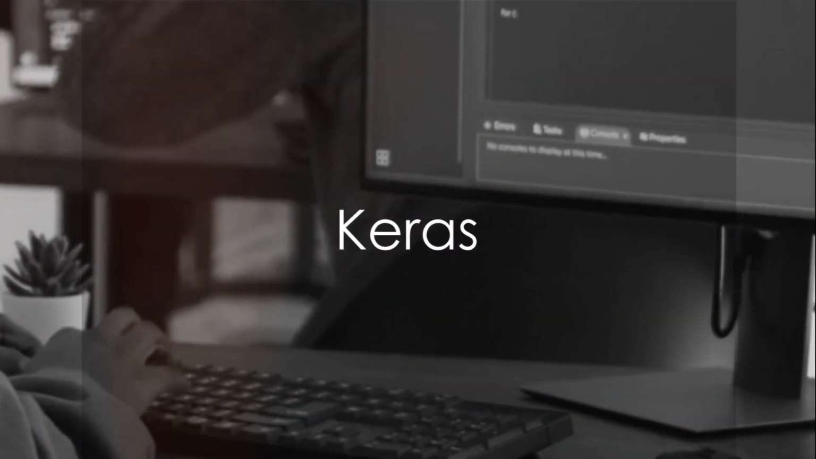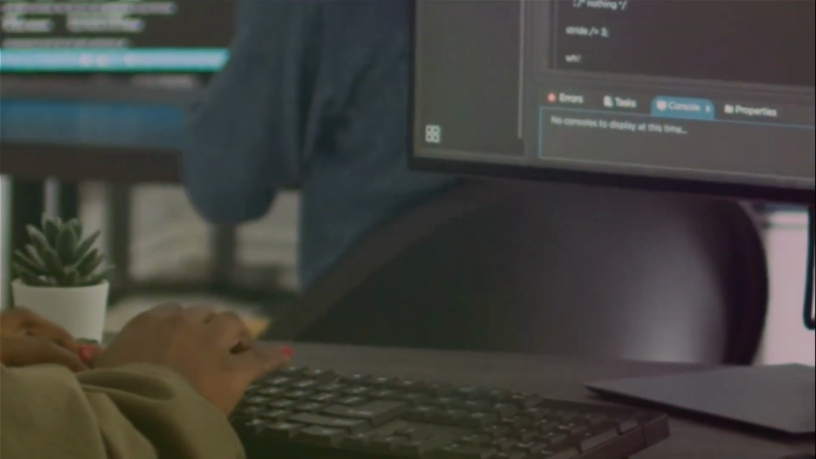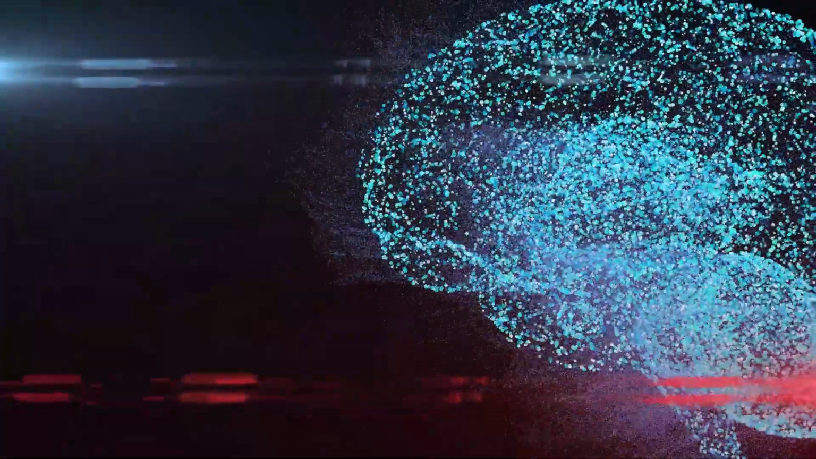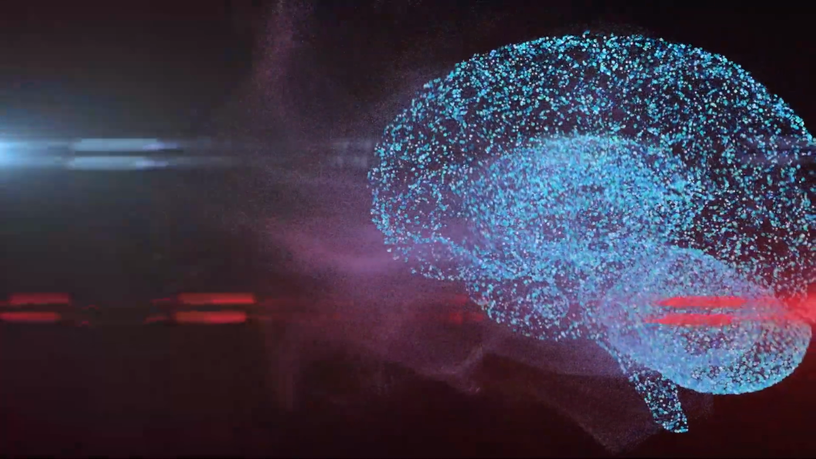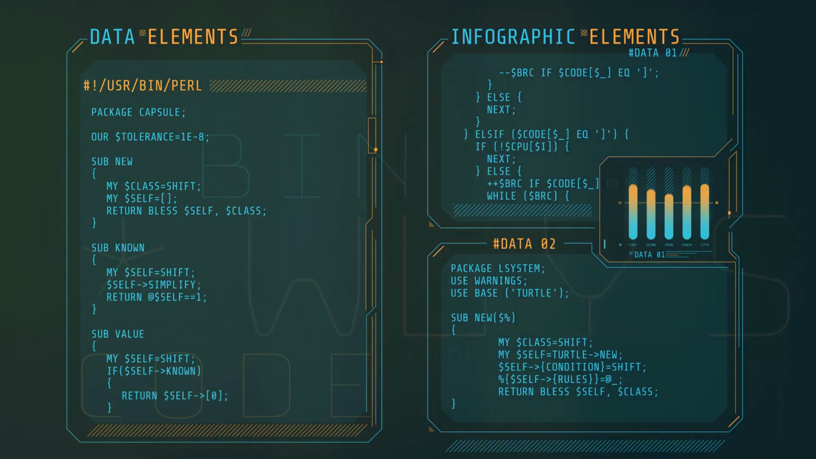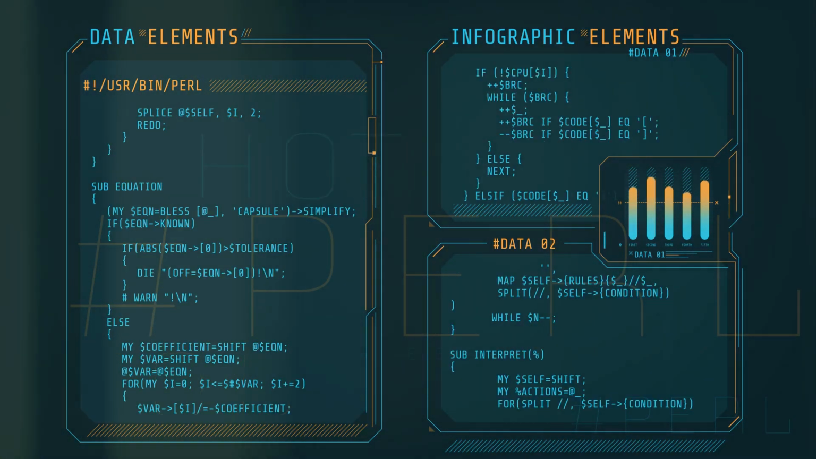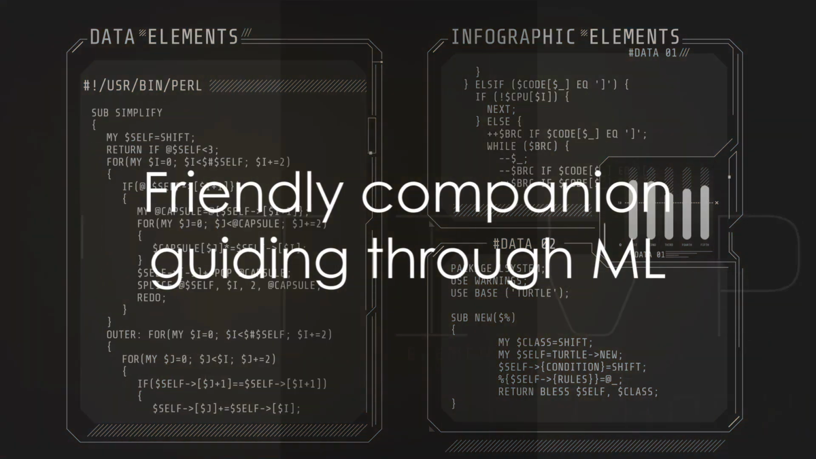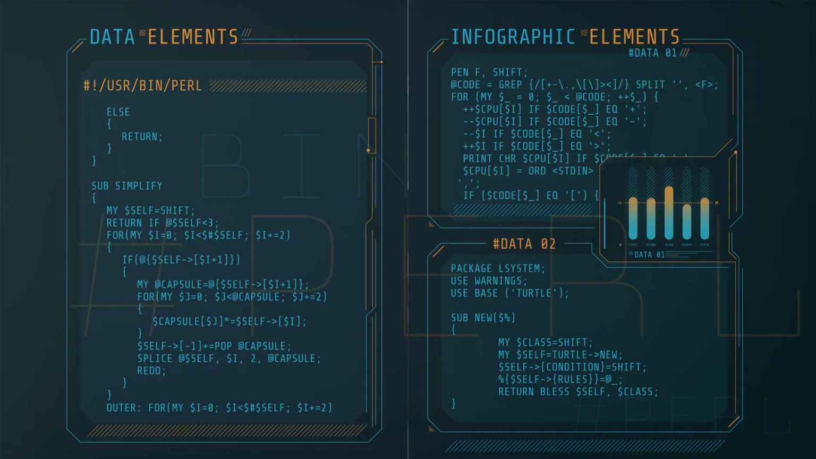Keras, a high-level neural networks API, boasts of its user-friendly nature. It's designed with the idea to enable fast experimentation with deep neural networks. It provides a smooth learning curve thanks to its simple and consistent interface. It's like a friendly companion guiding you through the maze of machine learning.